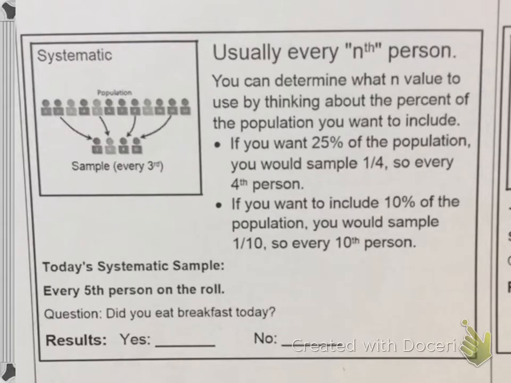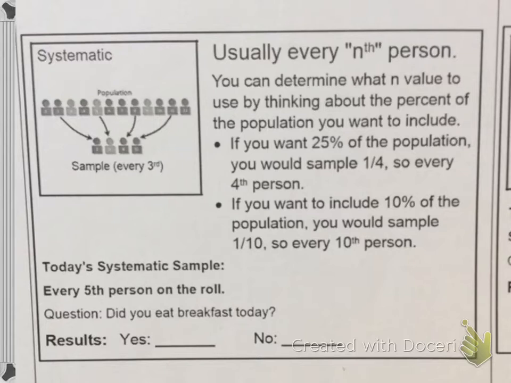All right, systematic is the next one. Usually every nth person. What does that mean? It means you can determine what n value you want to use by thinking about the percent of the population you want to include. If you want 25% of the population, you would sample 1 out of 4 people, so the 4th person. If you wanted to include 10% of the population in your survey or sample, you would do 1 out of 10, so every 10th person. So today, if I wanted to ask every 5th person on roll call, did you eat breakfast today?